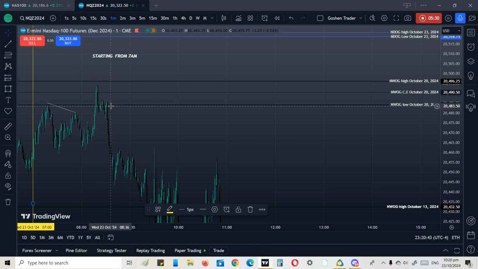After it cleared the high, if you realize what happened, the market went into the new week open gap, broke above the upper portion, but didn't break above the complete gap. Then the market started to break down.